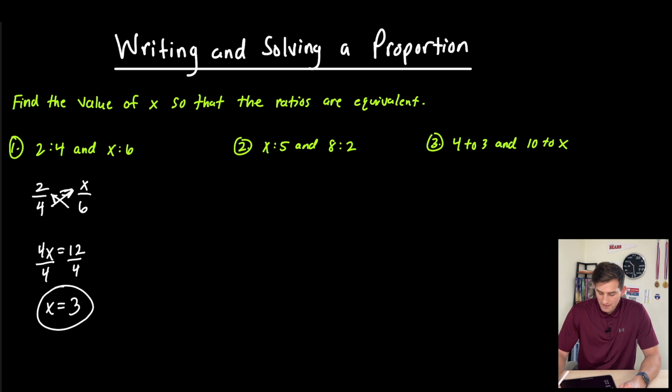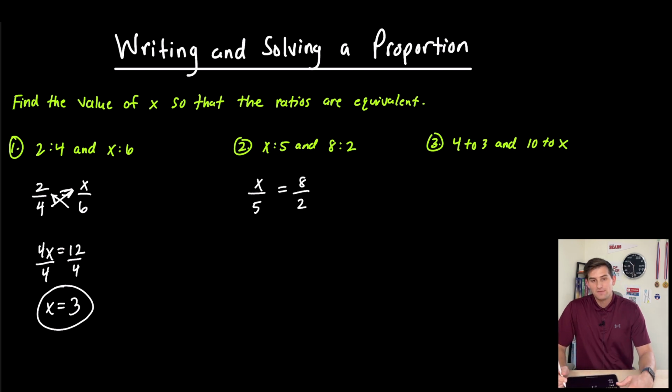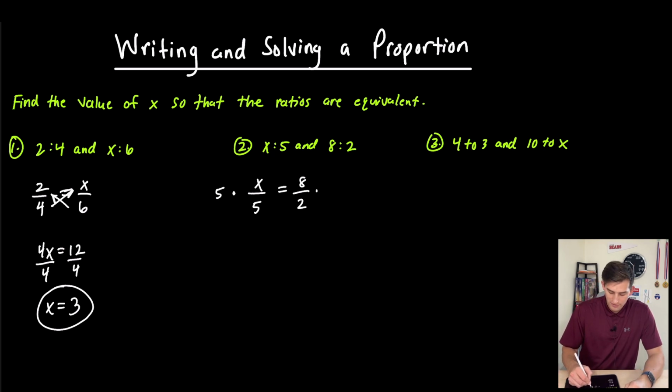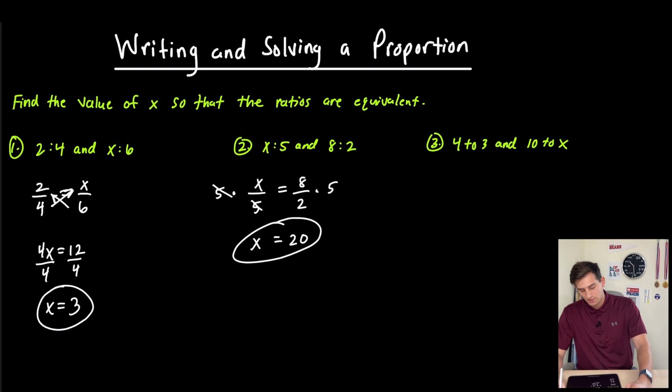That's half, right, for each one. All right, number 2, x to 5 and 8 to 2. So x over 5 is equal to 8 over 2. Okay, so now for this one, I'm just going to use multiplication. This was a different method that we could use. So I'm going to multiply both sides by 5 here. So that's going to cancel out my 5, and we get x is equal to 8 times 5 would be 40, and 40 divided by 2 would be 20. So number 2, we get x is equal to 20.